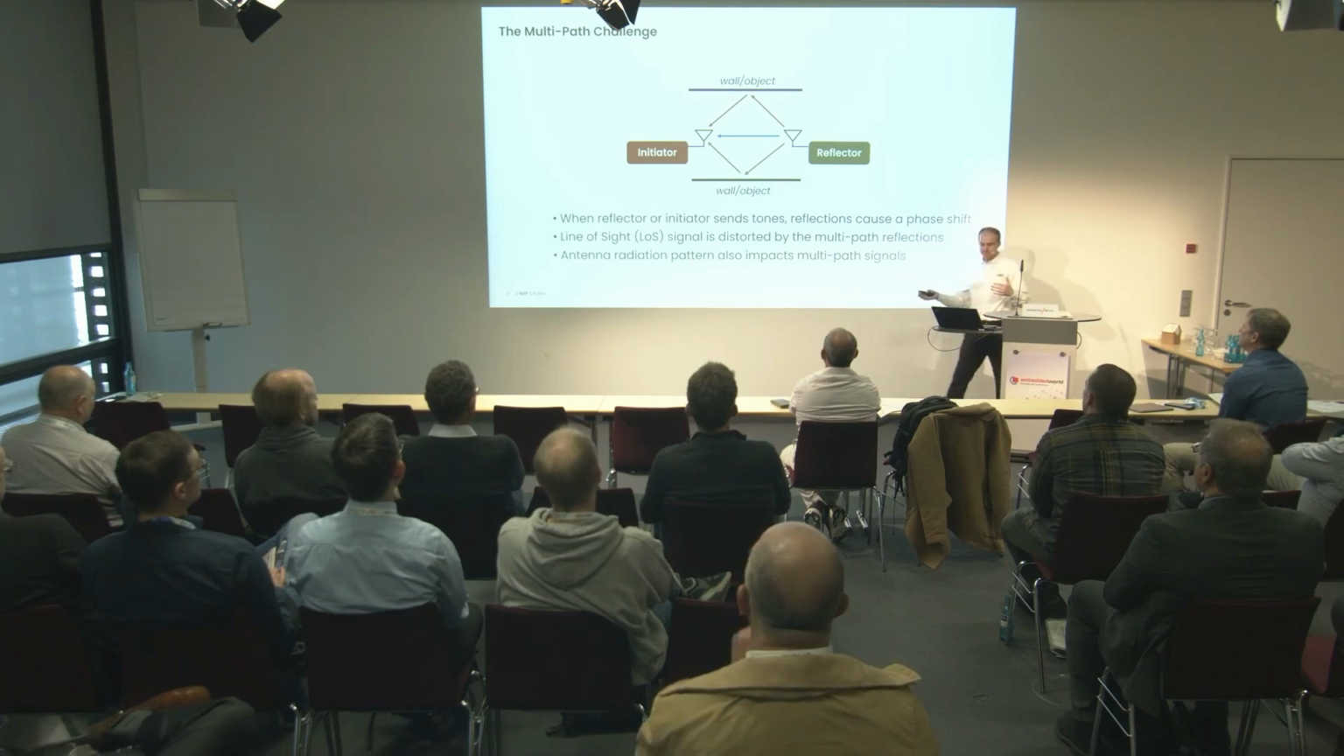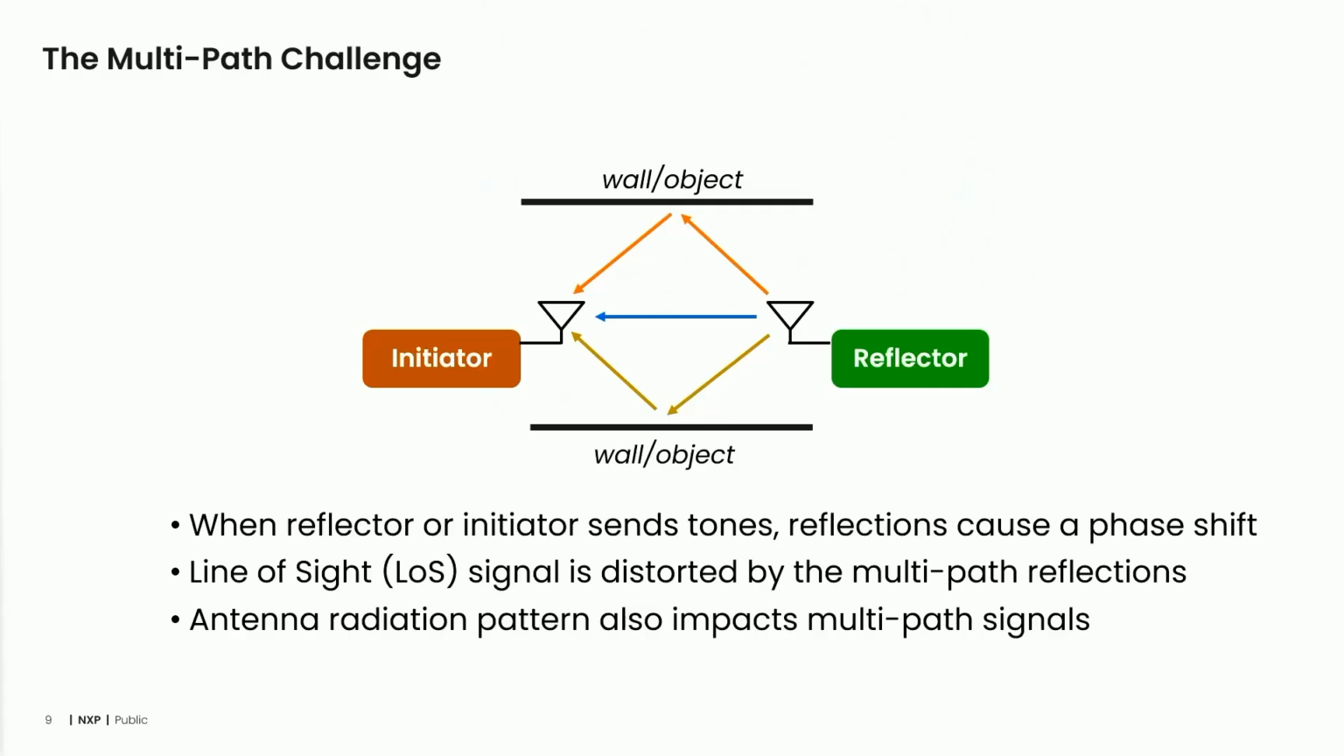So, like we talked about, we're sending tones back and forth. In this diagram that I have here, the initiator has sent some tones, and the reflector is sending those tones back. And the main thing that causes a lot of the inaccuracies here is reflections. So think about this room.